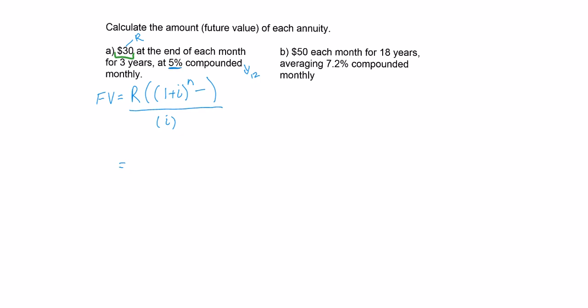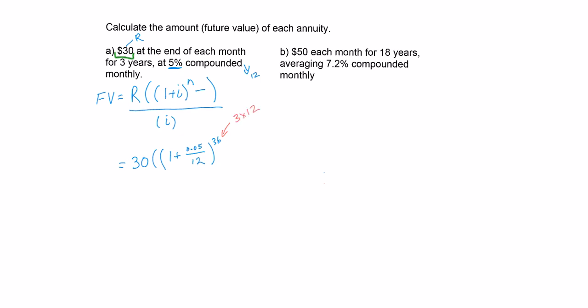So now let's just quickly do our substitution. We have our value is 30, so we're going to put 30 in. Put our double bracket, and we have 1 plus 0.05 divided by 12 raised to the 36. Now, how did I get 36? 36 came about by actually taking 3 years and timesing that by 12.